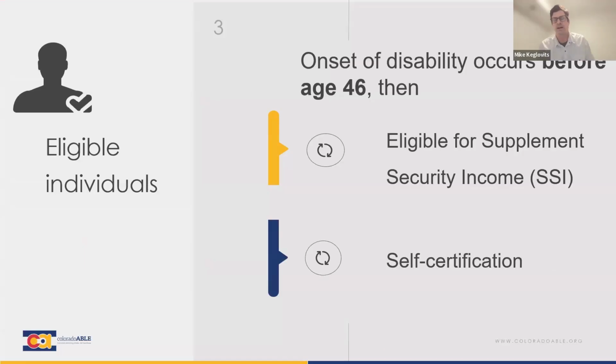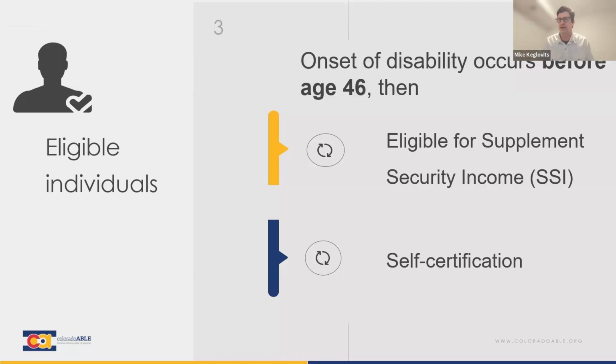This might not be pertinent, but this just changed in January. The onset of disability must now occur before age 46. Historically, for this program, it was before age 26. Now it's moved up to age 46. So there are a lot more people, with traumatic brain injuries and degenerative diseases, who can qualify for ABLE accounts who didn't qualify in the past.